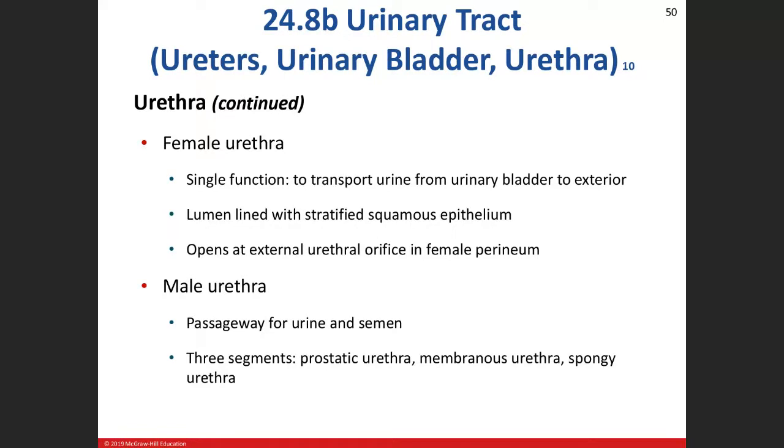So I talked about female function, one single function, transport of urine, lined by stratified squamous epithelium. Male urethra, function, passage of urine and semen, but we have three segments, and so the histology is going to vary in the male urethra compared to the female urethra. It's nice and easy for the female urethra, just got to memorize the stratified squamous epithelium. Male urethra, we're going to see some transitional epithelium. We're going to see some different types of epithelium. So the three segments: prostatic, membranous, spongy, or penile.